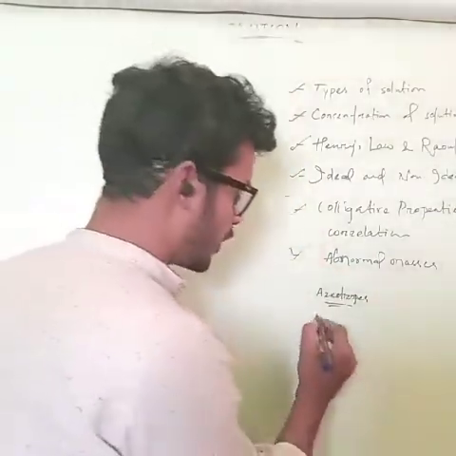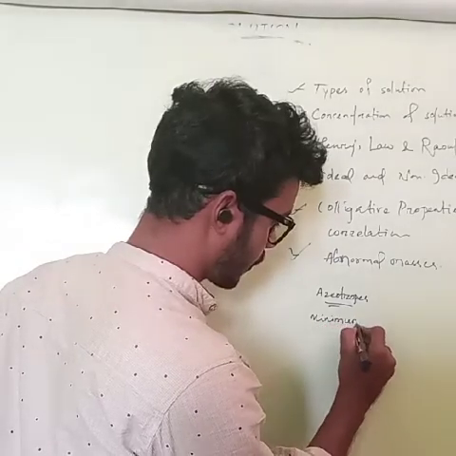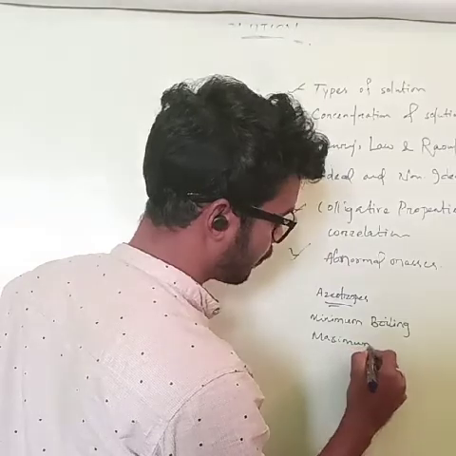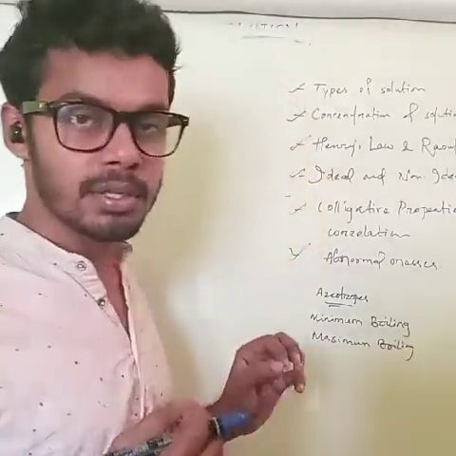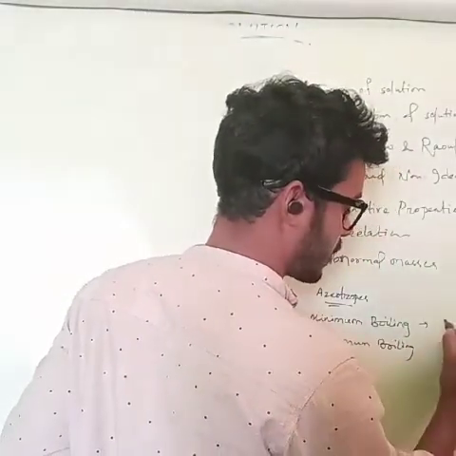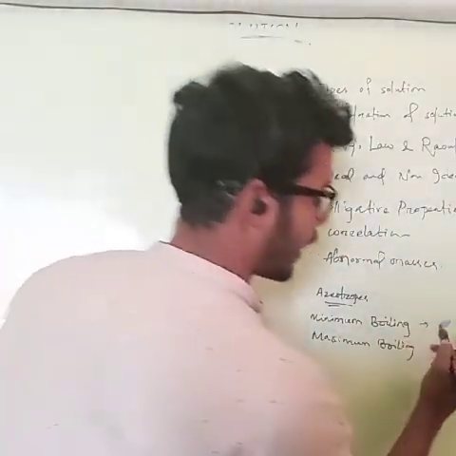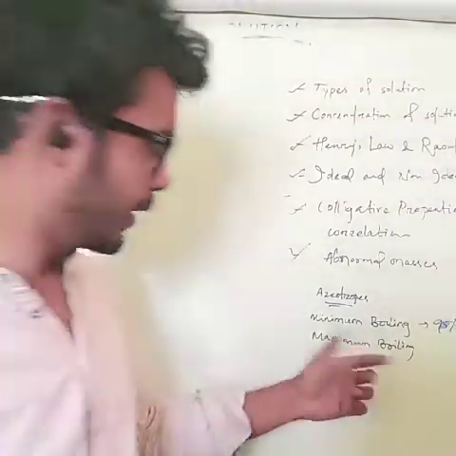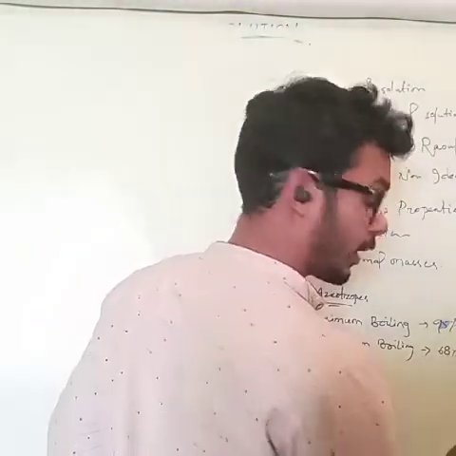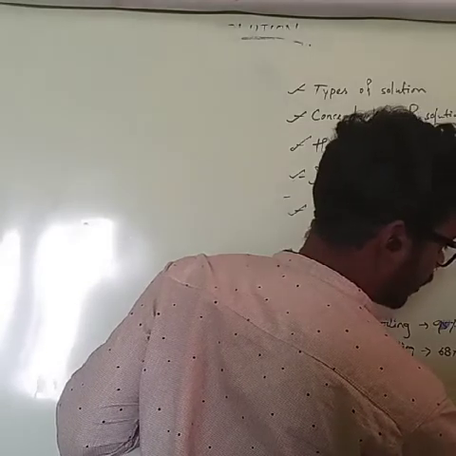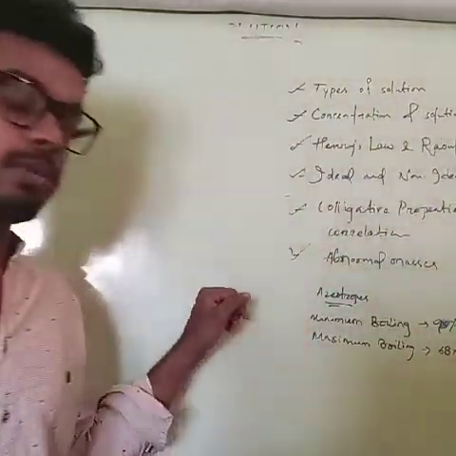It is again of two types: minimum boiling azeotropes and maximum boiling azeotropes. Minimum boiling azeotropes means that by applying minimum temperature, the solution goes to the vapor phase. For example, 95% ethanol in water by volume. And an example of a maximum boiling azeotrope is 68% nitric acid in water by mass. So these are the examples of maximum and minimum boiling azeotropes.